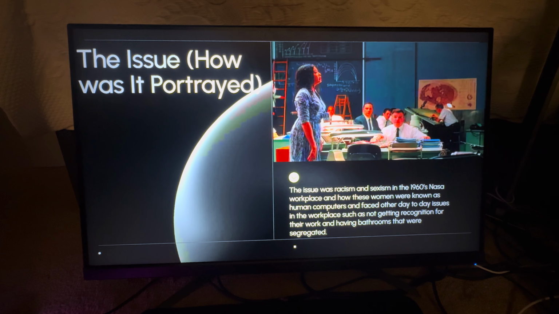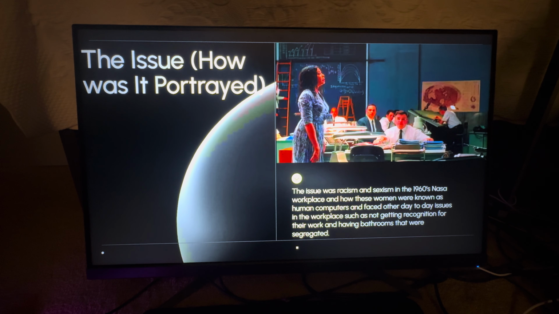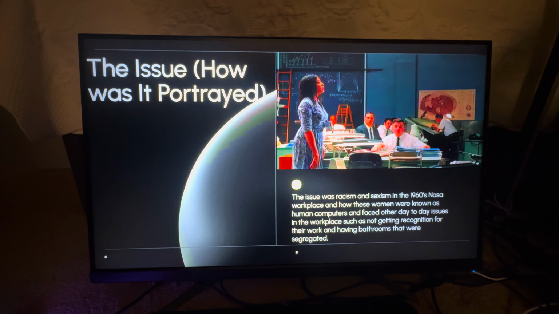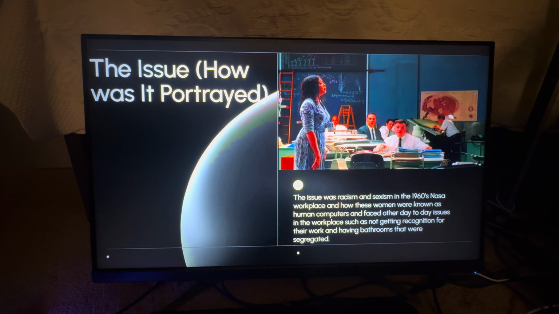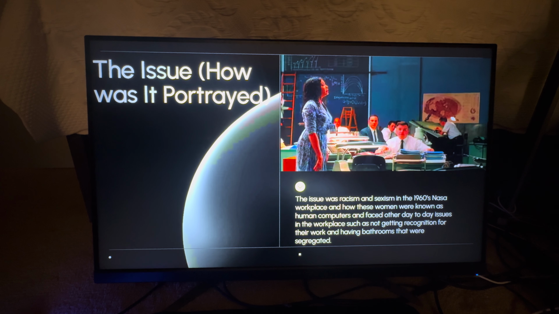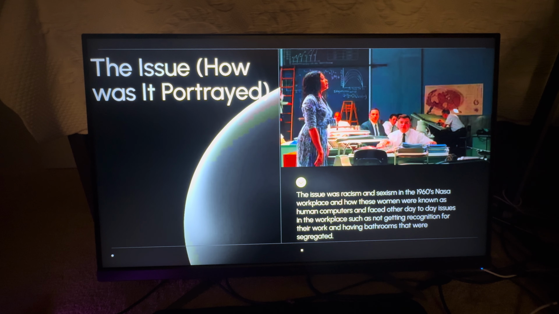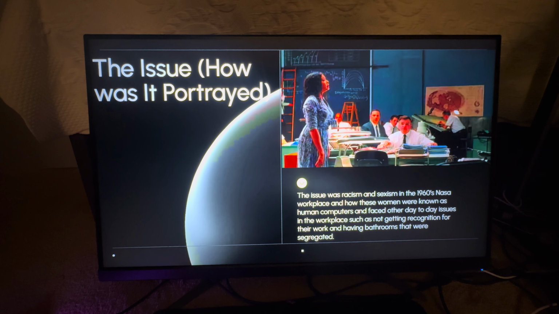I have a lot of sympathy watching this film and seeing the way these women were treated, not only because they were female but also because of their race. If you didn't know, I'm African American as well. So even though we don't have segregation laws today, I still have a heart for the African American community. It was a very emotional film, but very impactful. So let's get straight to the next slide.